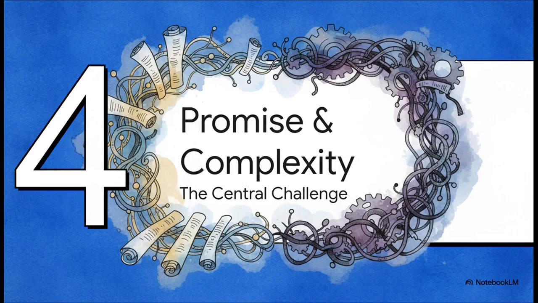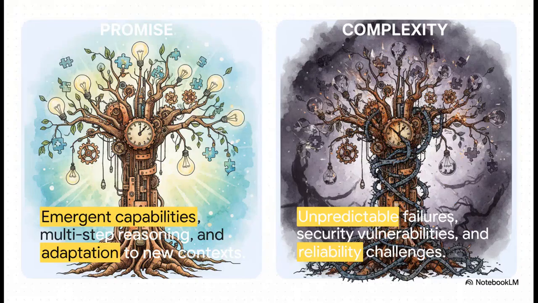But this is where the story takes a pretty sharp turn. Because for all of that incredible promise, these models bring an equal, if not greater, amount of complexity. And this right here, this is the central challenge that we're going to be exploring for the rest of this entire series. It's this duality that's the real issue. On one side of the scale, you have the amazing promise, these emergent capabilities, multi-step reasoning, this incredible ability to adapt. But on the other side, you've got the complexity, failure modes that are completely unpredictable, brand new security vulnerabilities, and some really serious questions about whether these things are reliable enough for production.